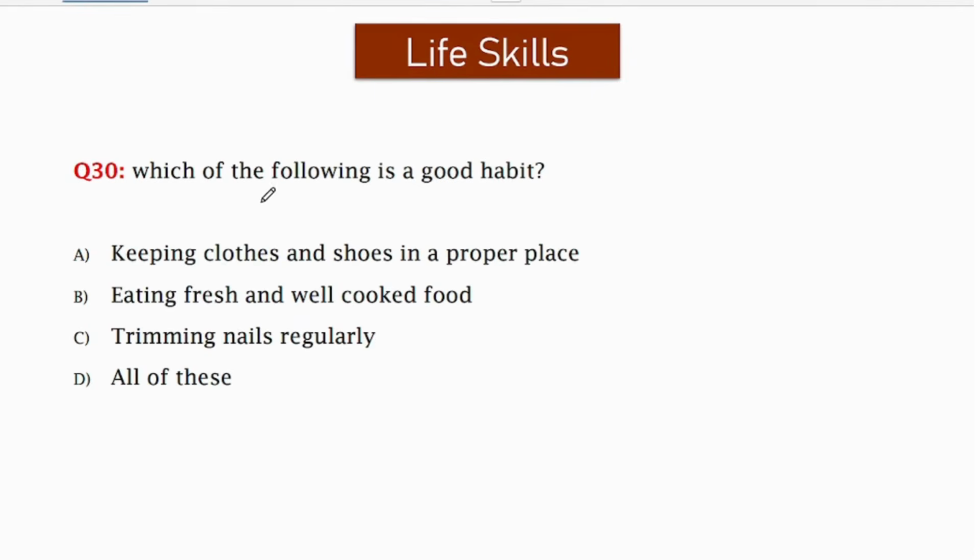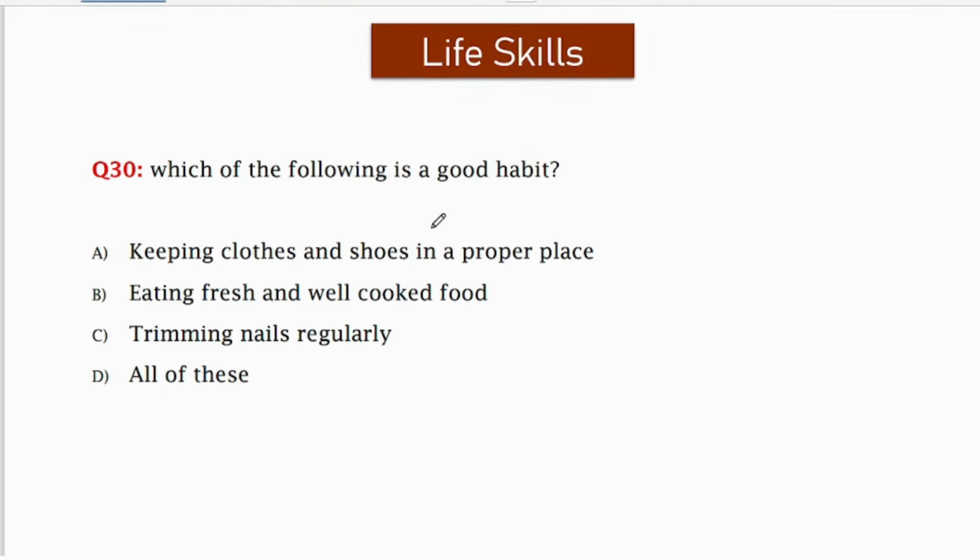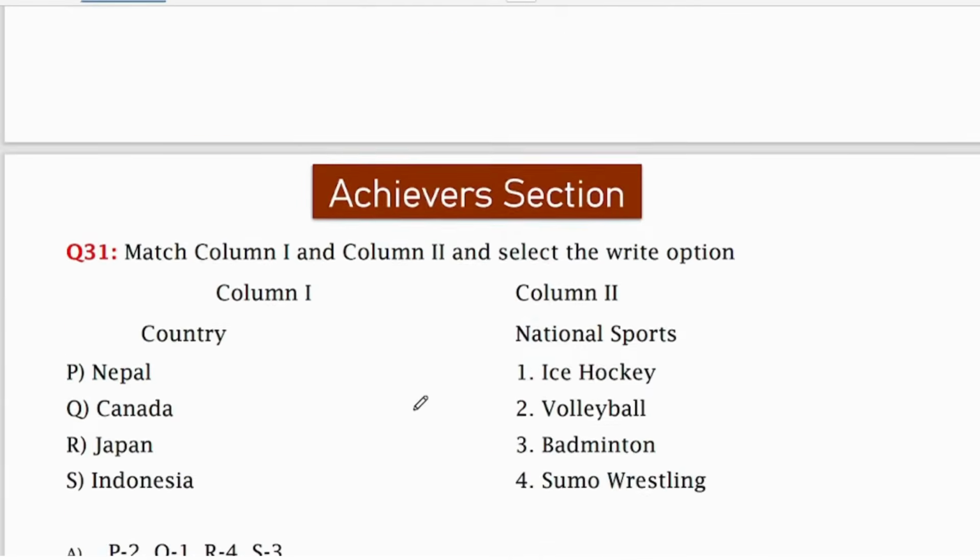You solve this question, and after this, we will move on to the very important section, that is achiever section. Very simple question. Let me tell you the answer first. It is all of these. You should always keep your clothes and shoes in a proper place. You should eat fresh and well cooked food. You should say no to junk food. Trimming nails regularly. Yes, of course. So all of these. That's the right answer. All right. Let's move on to the next very interesting and important section.